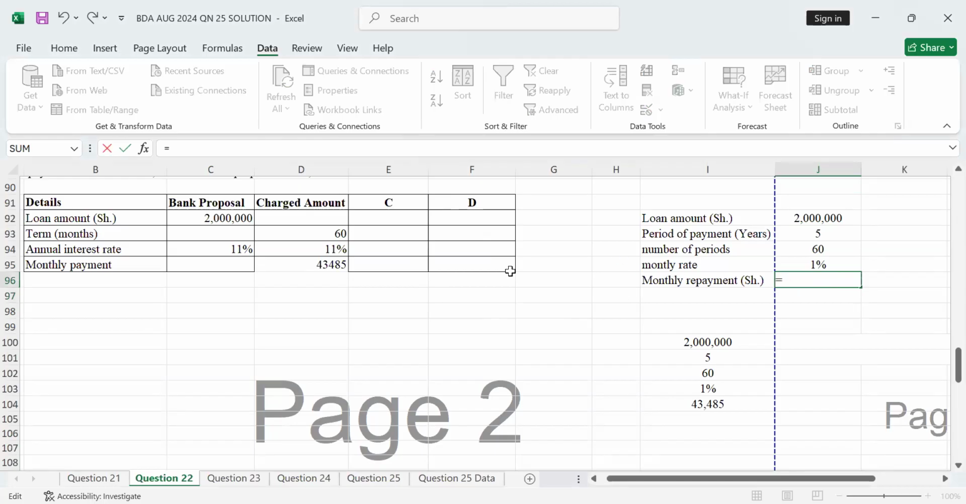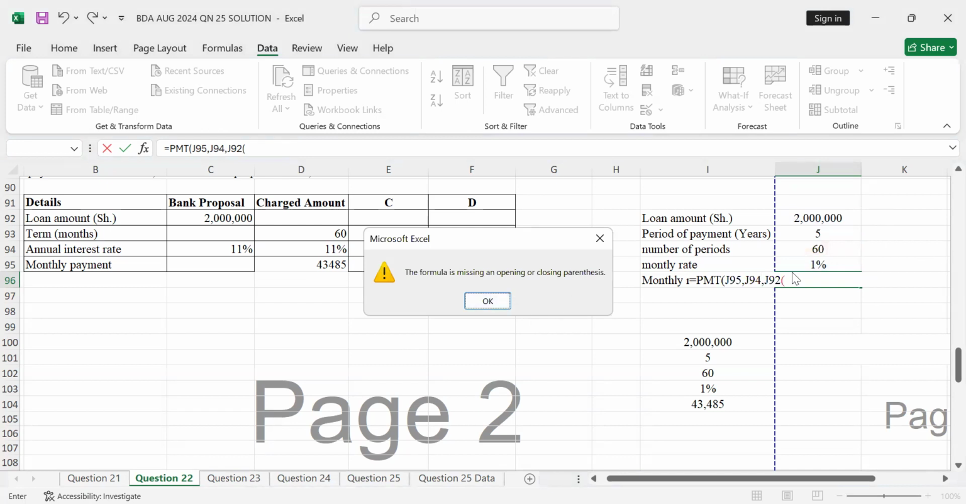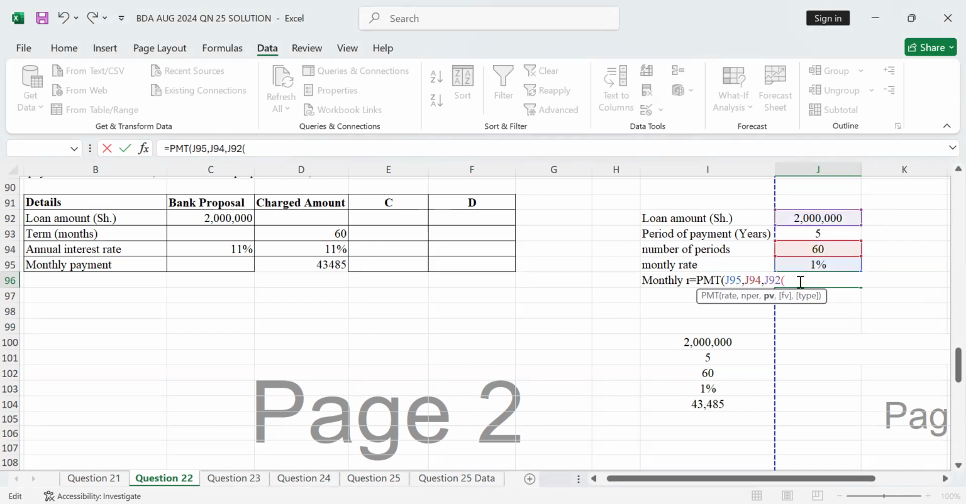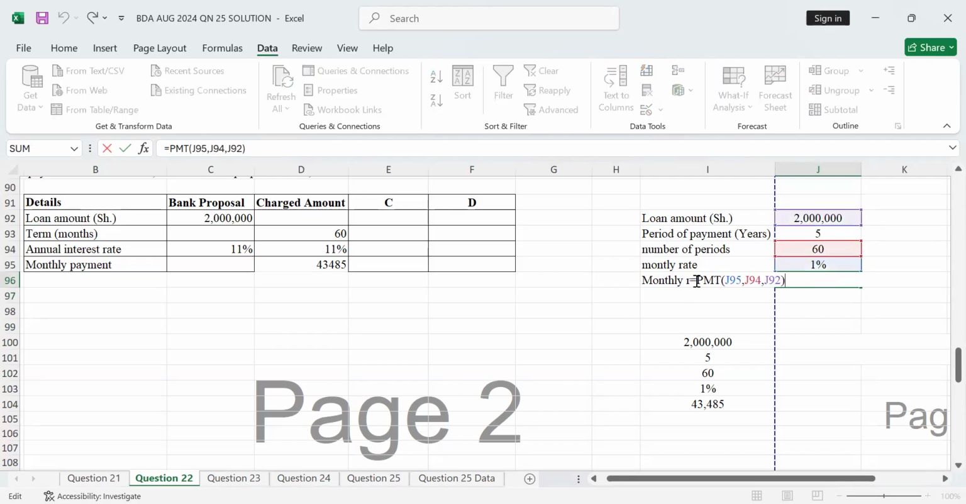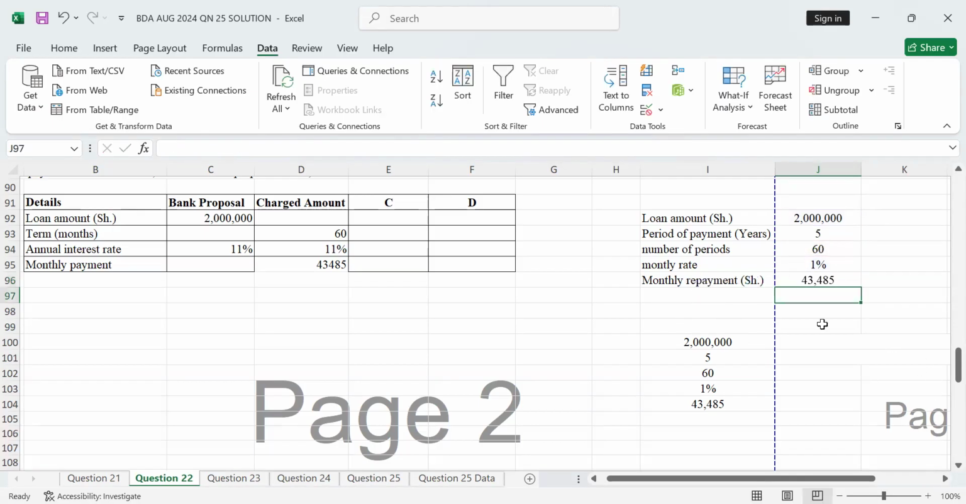So it should be equals to PMT, the rate is 1, 60, then 2 million. Yeah, it must be, I've used bracket there, then enter. So it is a negative. I said you begin with a negative that way. So that is it.